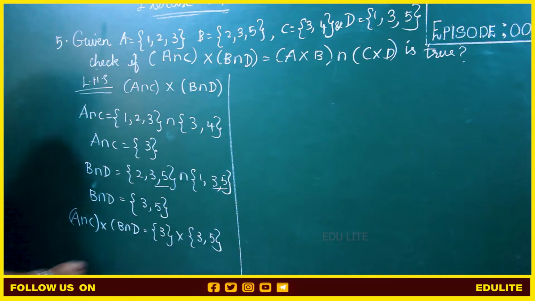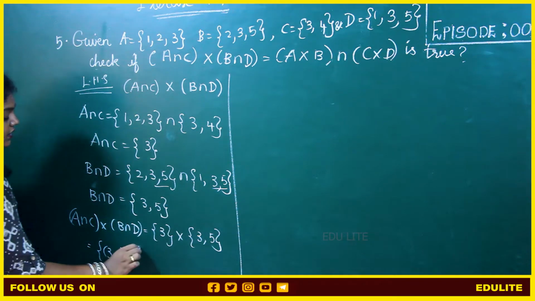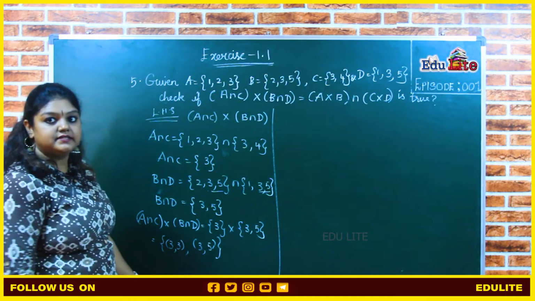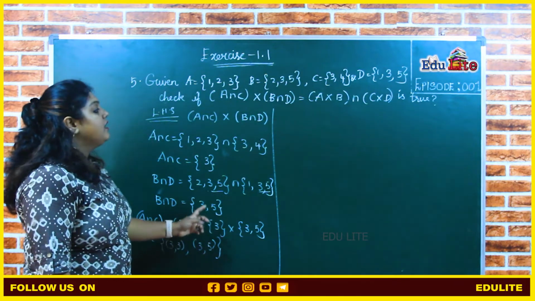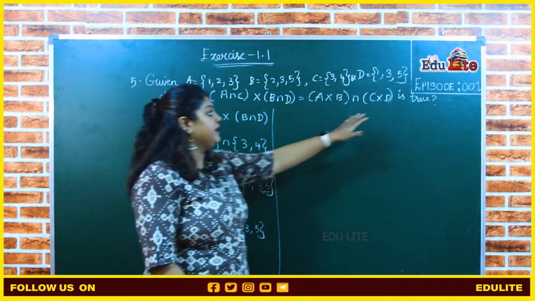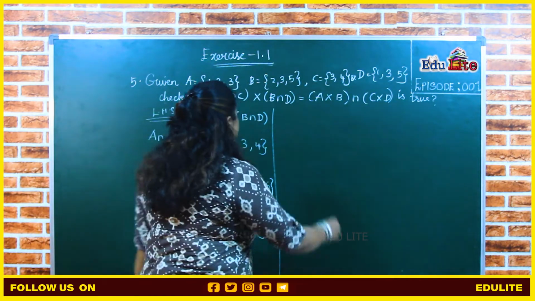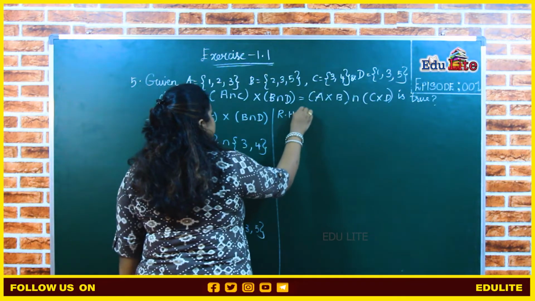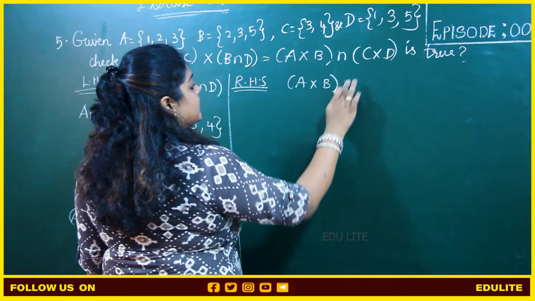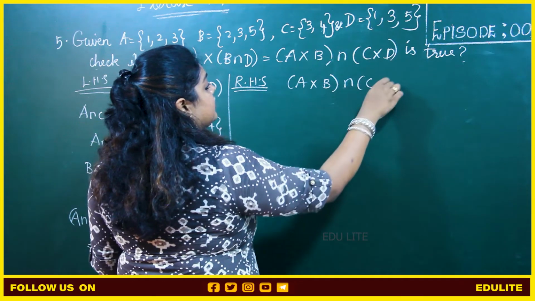So now we will do the cross product, which will give us (3,3), (3,5). So the left hand side we got is the set of ordered pairs (3,3) and (3,5). We have to check whether the right hand side is also the same. If it is the same, we can conclude the answer is true. So moving on to the right hand side, (A cross B) intersection (C cross D).